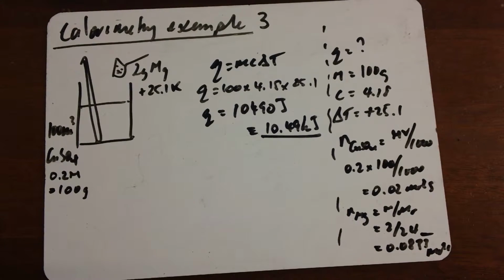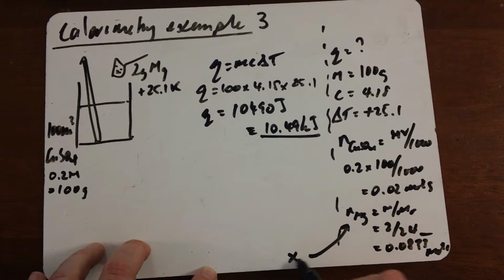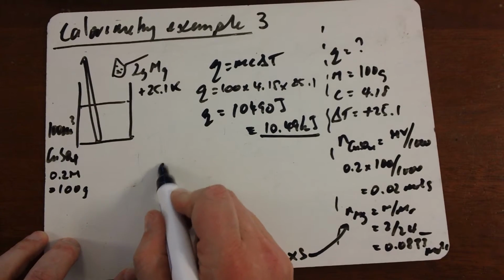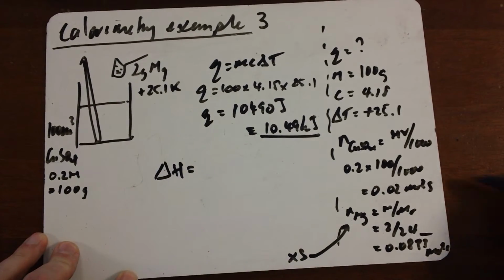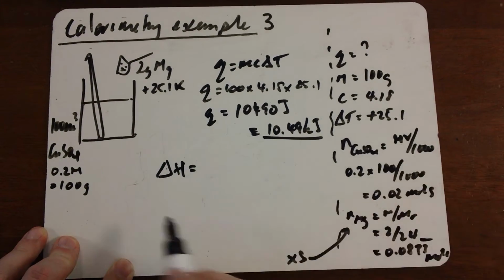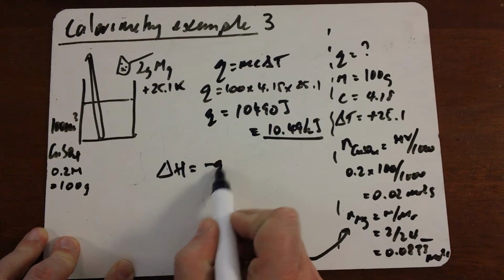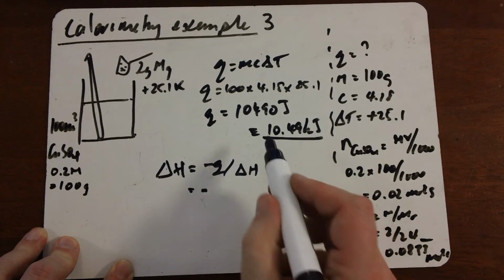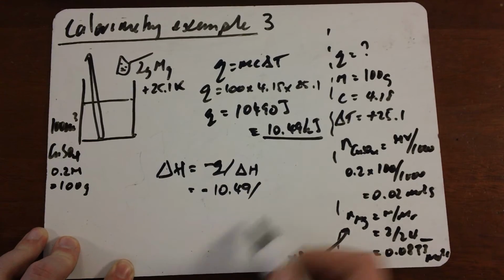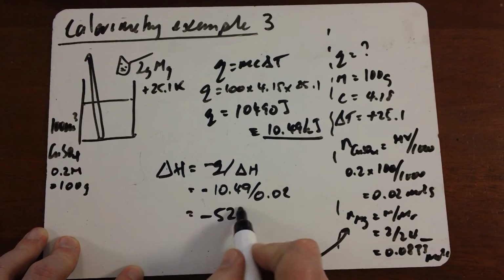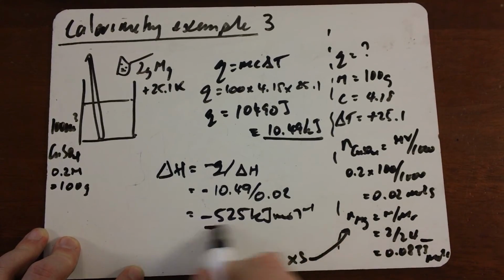And what that tells us is that this is a much bigger amount than this one. So this here is our excess reagent, and it asks us to work that out in the first place. So back to this, work out the delta H. Now to work out the delta H, we always use the limiting reagent, in this case, which is 0.02. So it's going to be equal to negative Q over moles. So it's negative Q, 10.49, divided by 0.02, and that equals minus 525 kilojoules per mole.